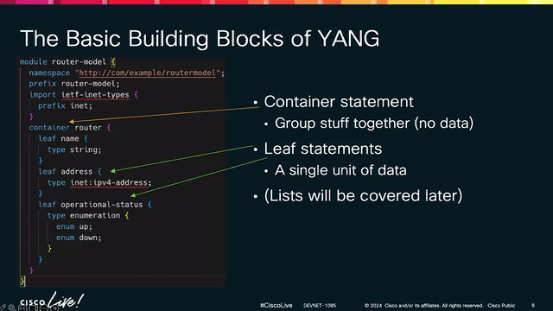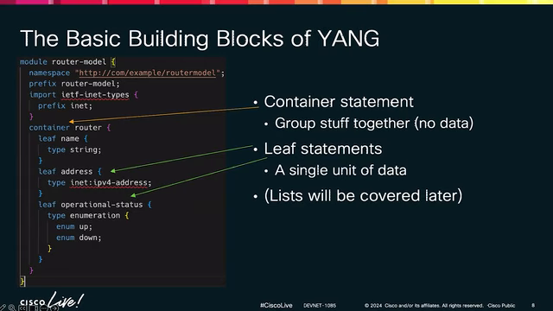And when we're talking about the actual building blocks, what we have here is a container, a leaf, and we'll cover lists later. So a container is basically just like a bucket for organization. It doesn't actually store any actual data. So in this example, router, there's no value for router. It's router and then leaf name. The name is the part that's actually storing the data. So router covers all the information from here all the way down to here. It's saying, my router has a name, my router has an address, my router has an operational status.